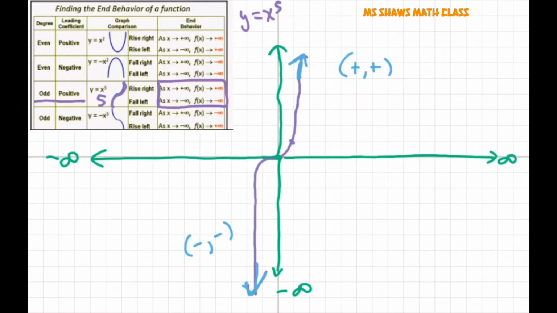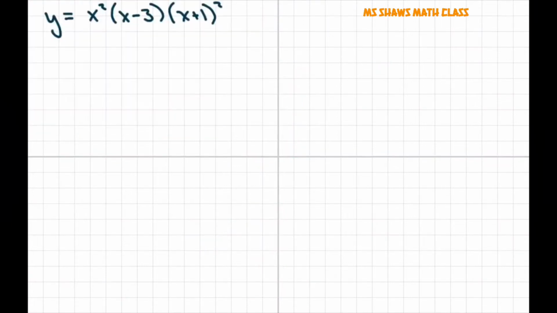All right. Here we go. Let's graph this. Our y-intercept was 0, 0. And we had zeros at 3, 1, 2, 3, and at negative 1. We're also starting in quadrant 3, ending in quadrant 1.